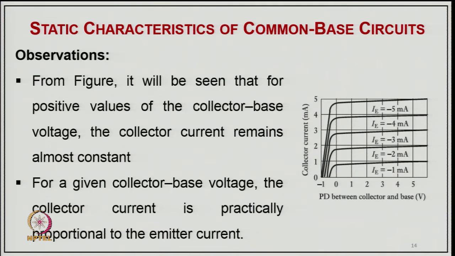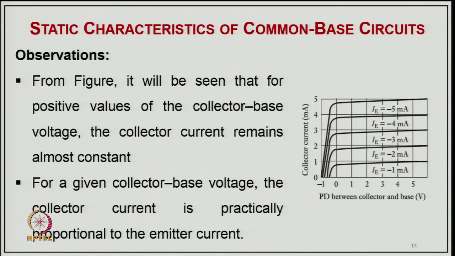Now from this characteristic there are some observations. From this figure it is seen that for positive values of the collector base voltage, the collector current remains almost constant. For a given collector base voltage, the collector current is practically proportional to the emitter current. You will see the collector current going up and up when the emitter current is also going up, for a given VCB or collector to base voltage.